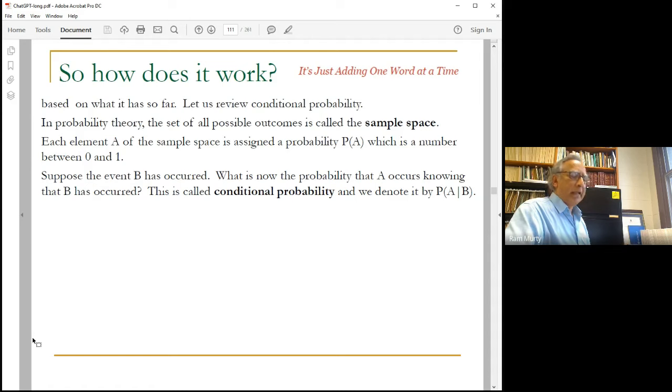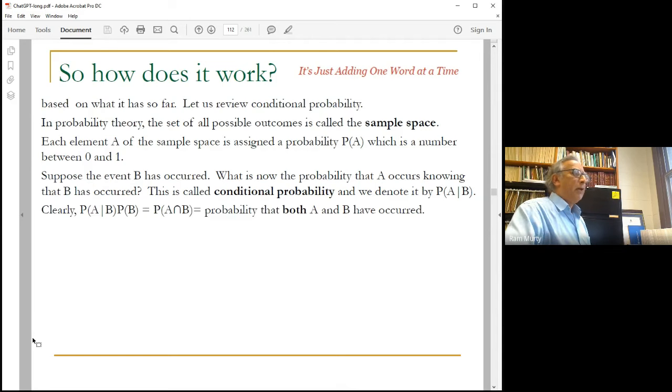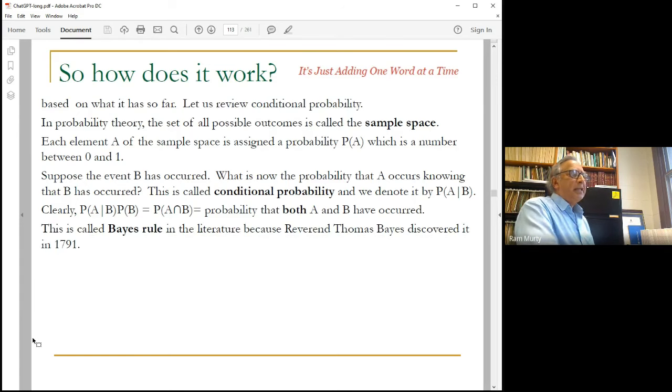Usually denoted by P(A|B). Now, the probability that A, given that B has occurred, times the probability of B is actually the probability that A and B both have occurred. And this is called Bayes' rule in the literature because Reverend Thomas Bayes discovered it in 1791. I'm oversimplifying it. I'll tell you what is really the essence of Bayes' rule in a second. But basically, this is it.